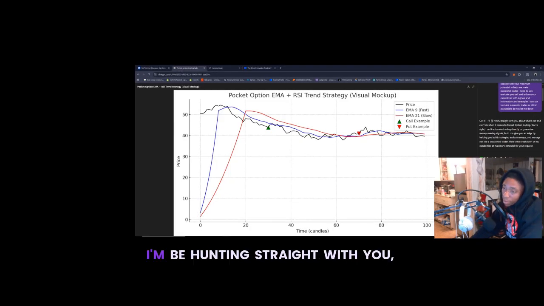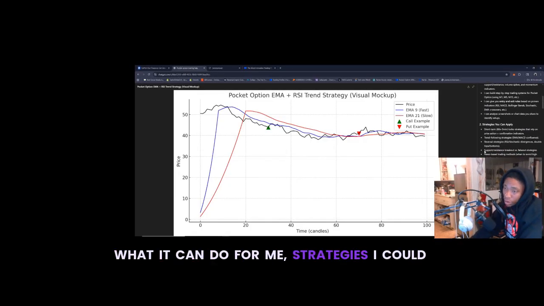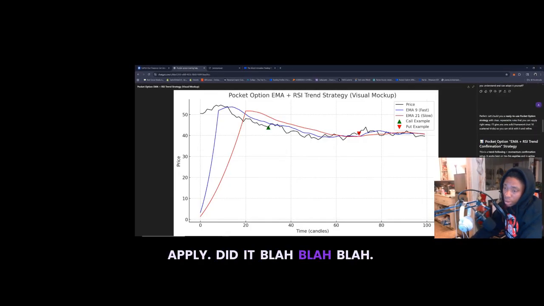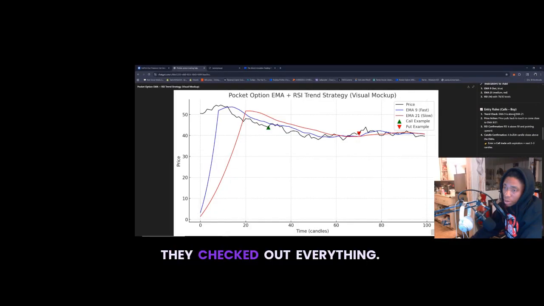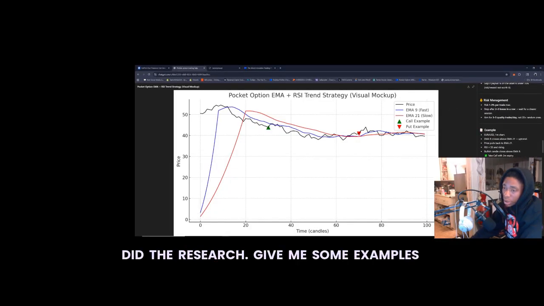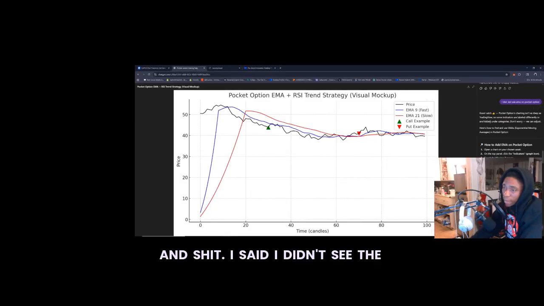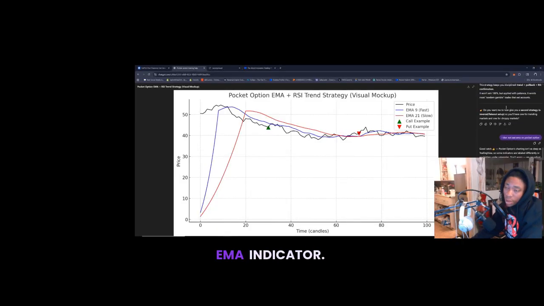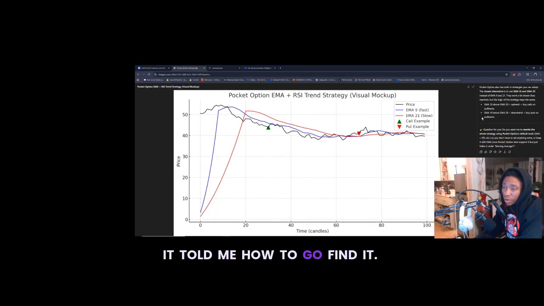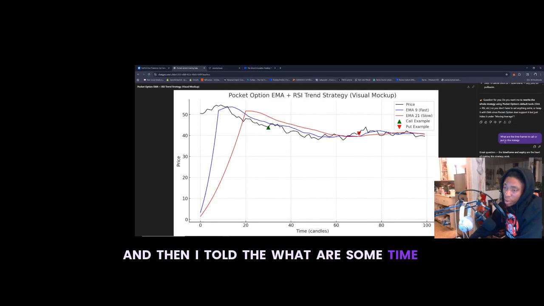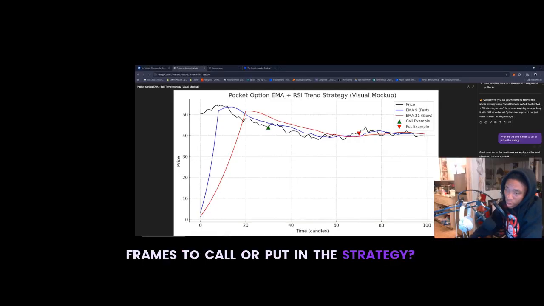And it said, I'm gonna be 100 straight with you. It told me what it can do for me, strategies I could apply, blah blah blah. Asked me some rules, checked out everything, did the research, gave me some examples. I said I didn't see the EMA indicator. It told me how to go find it, and then I asked what some time frames are to call or put in the strategy.